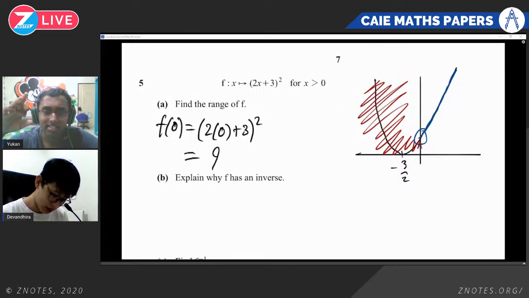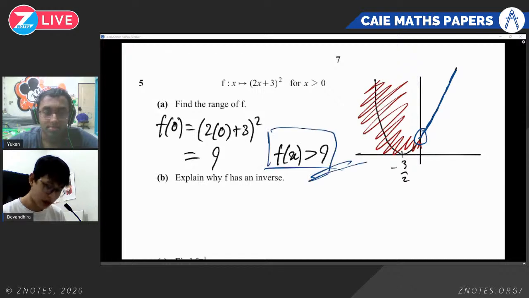Exactly. And we can see the function only increases from there. So y is more than 9, or f of x is more than 9. And there you have it. That's the answer. Simple, right?